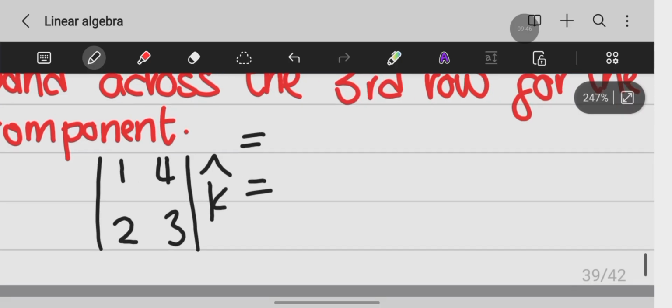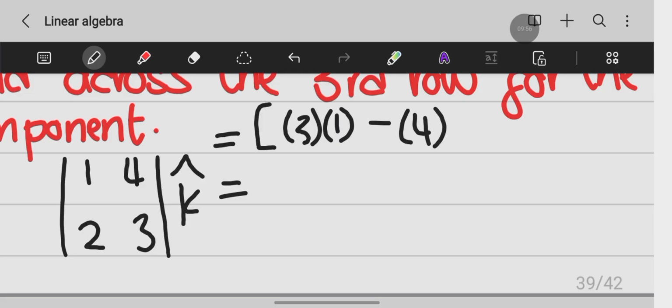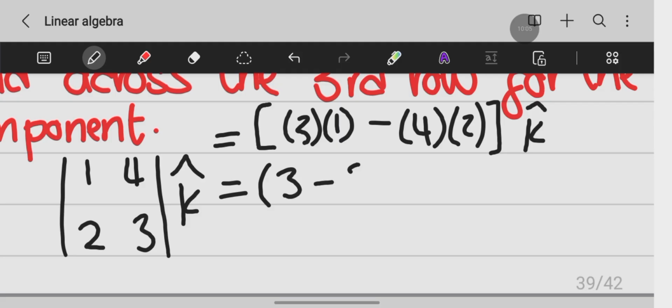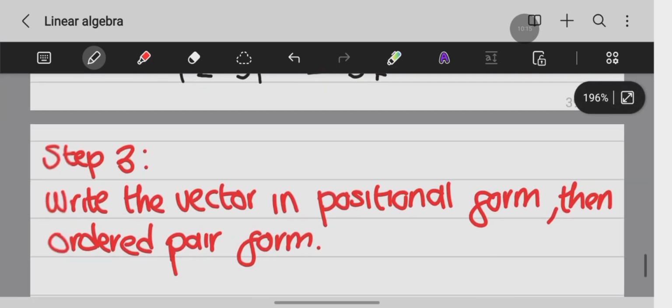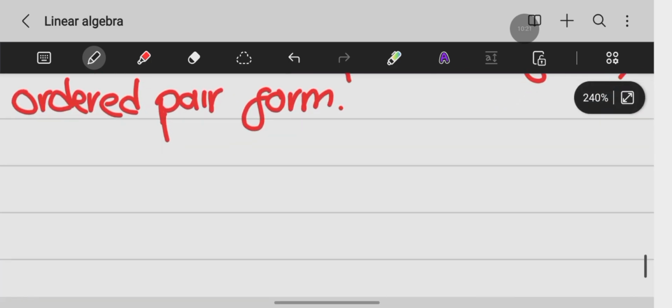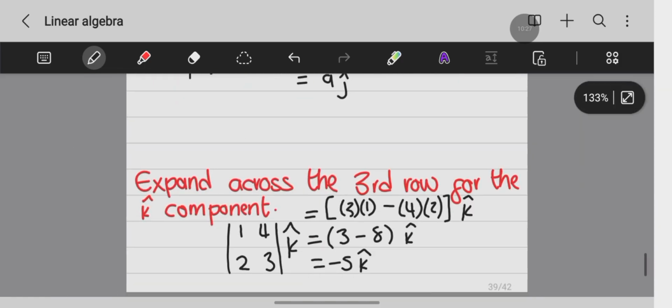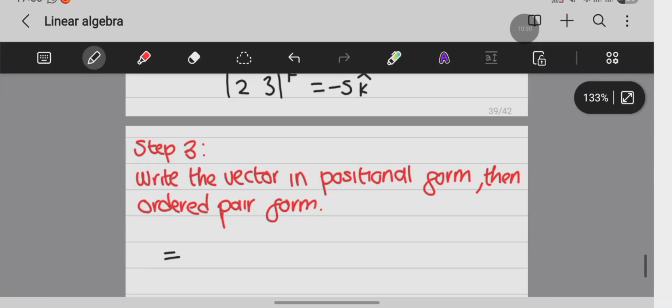I think let me just start here. So that's going to be 3 times 1. So 3 multiplied by 1 minus 4 times 2, K. And this would be 3 minus 8, K. And that's negative 5K, right? And then step 3, which is the last step, is to write the vector in positional form and then the ordered form. So firstly, we have negative 11I, 9J, and negative 5K.